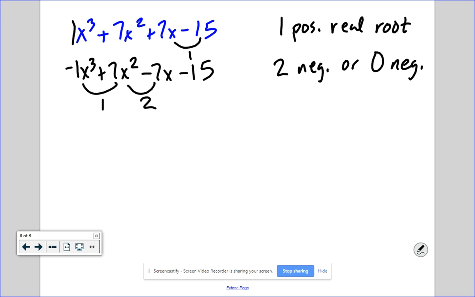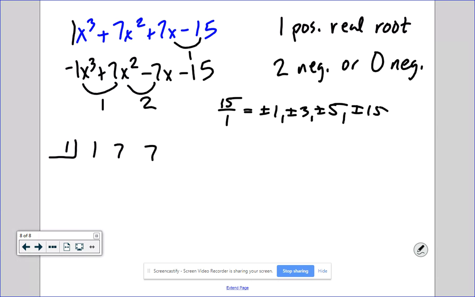Okay? Now I list all my possible roots. So it's 15 over 1. Plus minus 1, 3, 5, and 15. Which one do we know works? 1. So 1, 7, 7, negative 15.